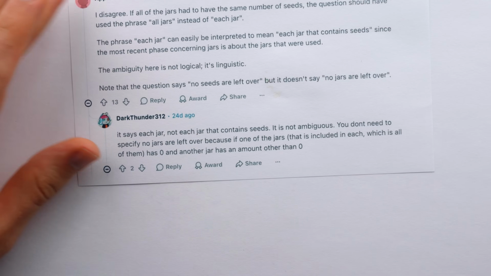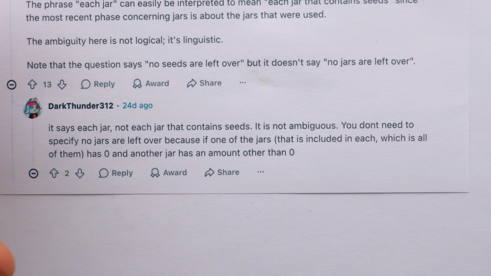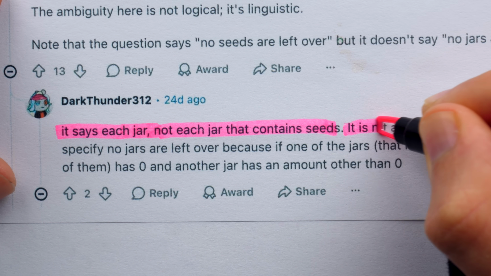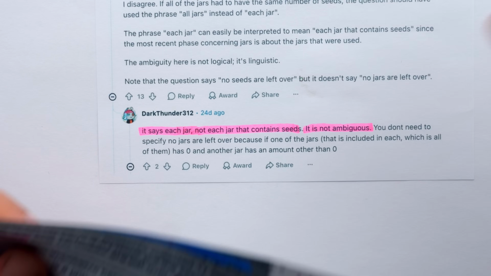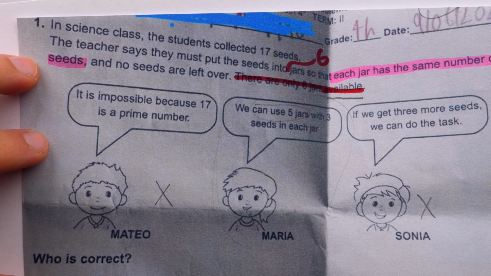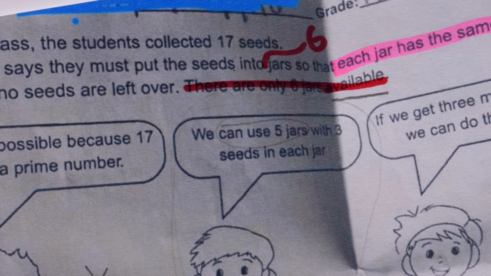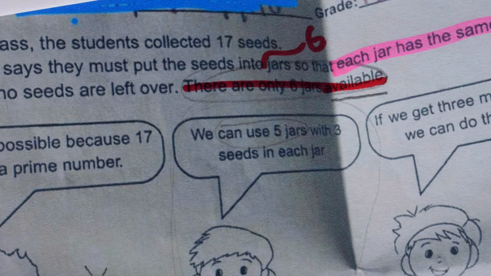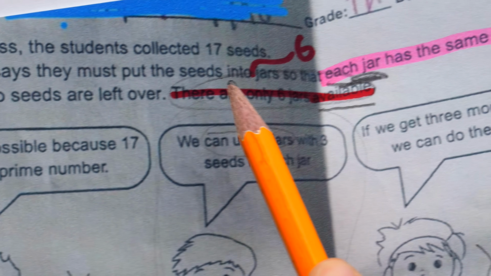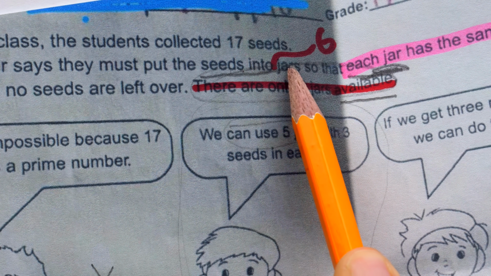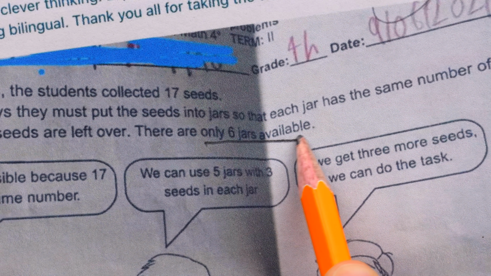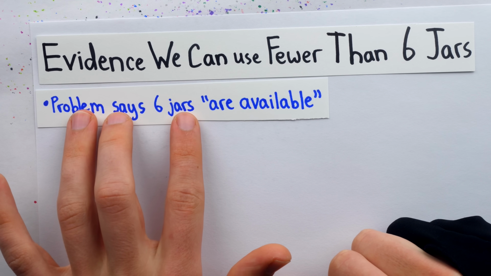Dark Thunder 312 thinks the question is clear as written, arguing it says each jar, not each jar that contains seeds. It is not ambiguous. And again, I agreed with him at first, but after rereading the question, I really think it's unclear, specifically because it doesn't mention anything about the 6 jars until the very end. So when we first read each jar, the only jars that have been mentioned are the jars that we're putting seeds into. That on top of the fact, when the question finally does mention 6 jars at the end, it does so with the weak language of saying they are available.